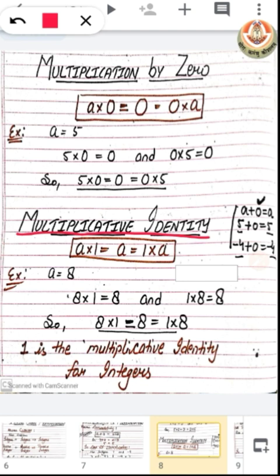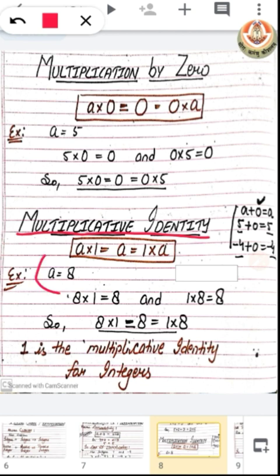Now, similarly, for multiplicative identity we need the same integer as the answer. So what would be that number by multiplying which with any integer we get that integer as the answer? Yes, it is 1. When we multiply any integer, whether positive or negative, with 1, we get the integer itself as the answer. Okay, and they are both commutative parts. Hope you all know that. We had discussed it. So we can say that 1 is the multiplicative identity for integers.